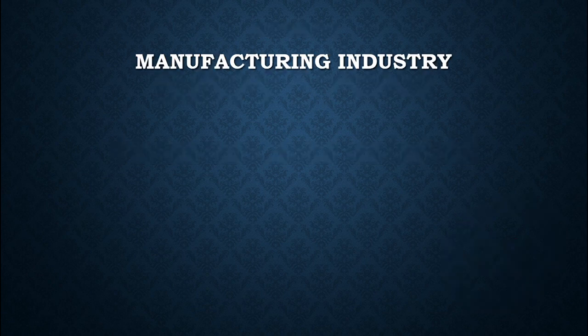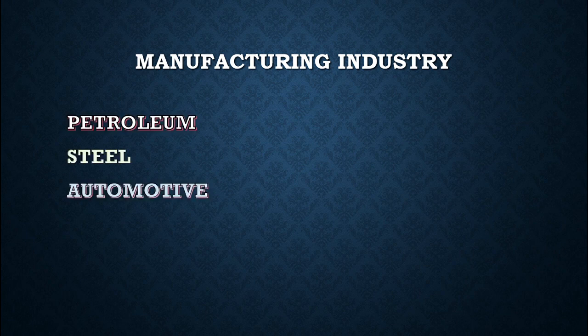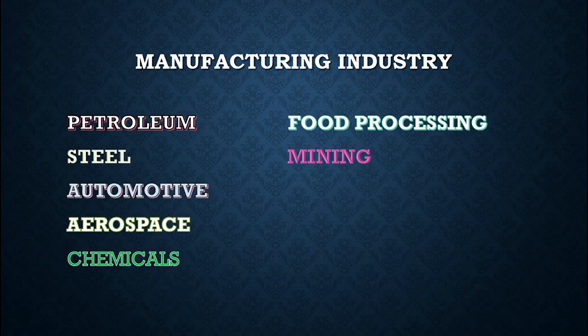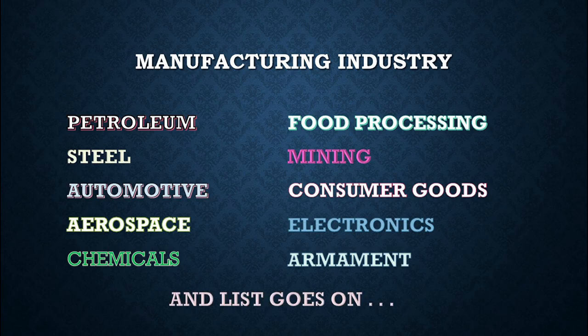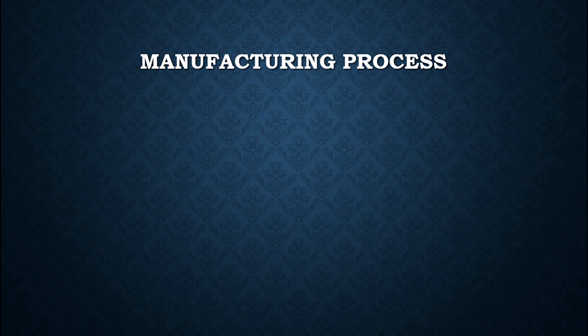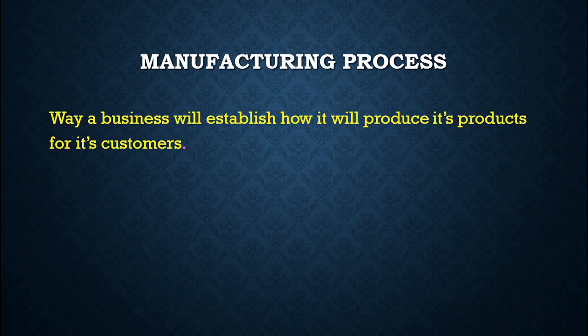Speaking of industry, the manufacturing industry encompasses all those industries that manufacture, like petroleum, steel, automotive, chemical, mining, electronics, and the list goes on. How do these industries manufacture? Using a process. A manufacturing process is a way or means by which a business will establish how it will produce its product for its customer.